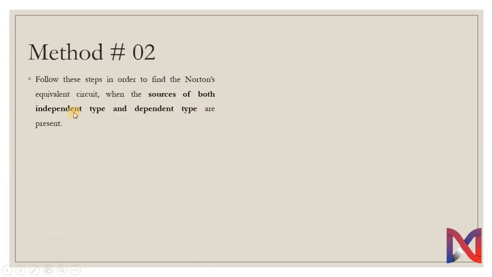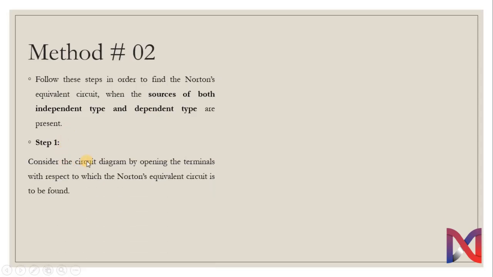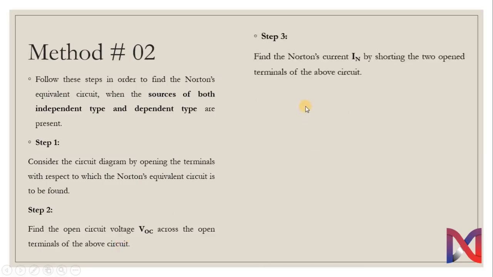Method 2 to follow is when you have sources of both independent and dependent type in the circuit. Step 1 is consider the circuit by opening the terminals with respect to which the Norton's equivalent circuit is to be found. Step 1 is exactly the same as that of method 1. Step 2 is you have to find the open circuit voltage across the open terminal of the circuit. Step 3 is finding the Norton current IN through shorting the two open terminals of the circuit.